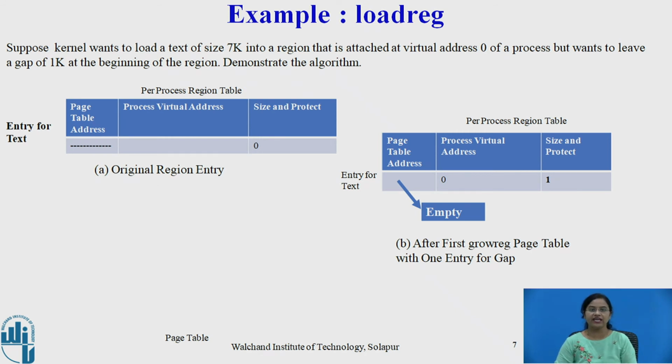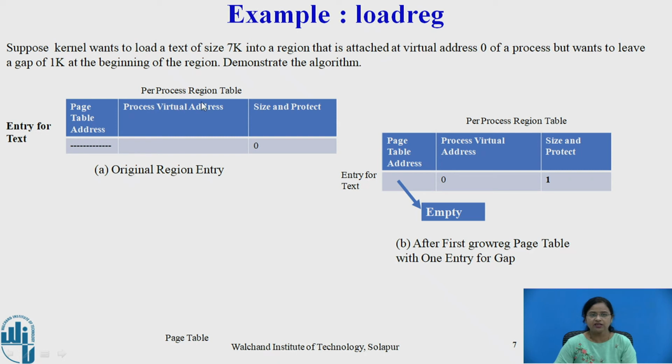Now, here we have an example of the load region algorithm. Suppose the kernel wants to load a text of size 7 KB into the region that is attached at virtual address 0 of a process, but wants to leave a gap of 1 KB at the beginning of the region. Meaning it wishes to give a gap at virtual address 0. Here the kernel wants to load the text region. The size of the text region is 7 KB, but it wishes to load it starting at virtual address 0.